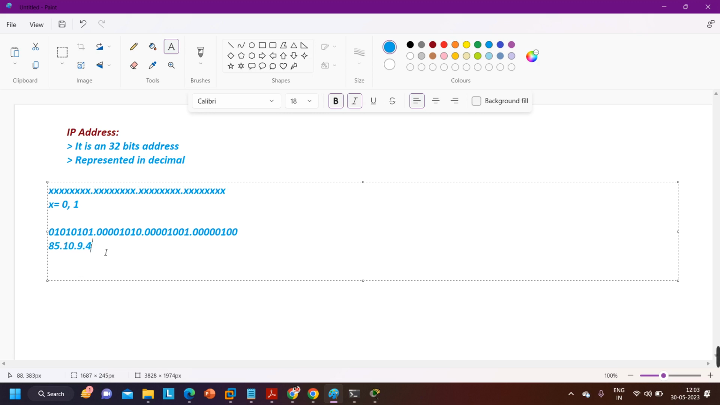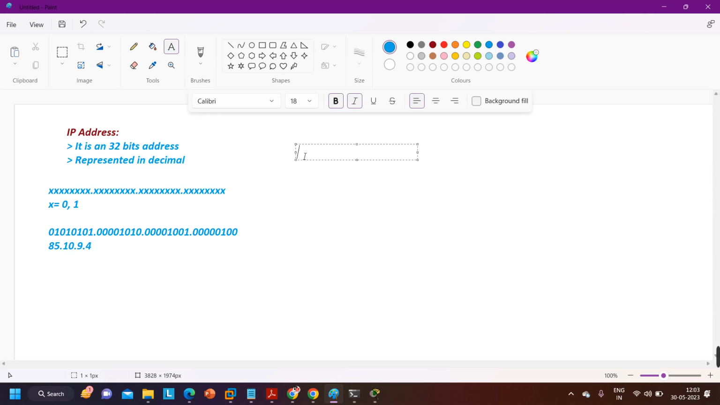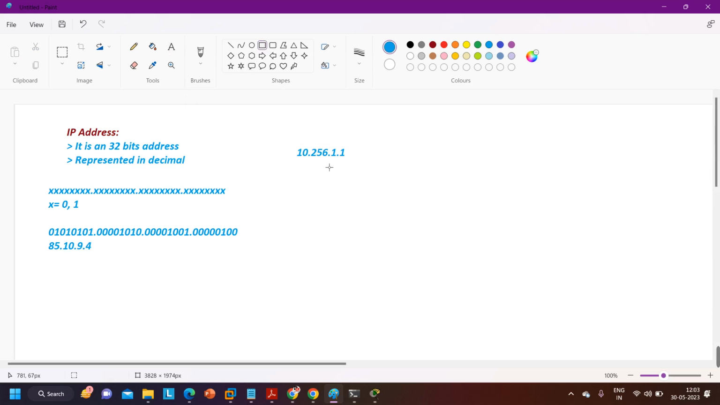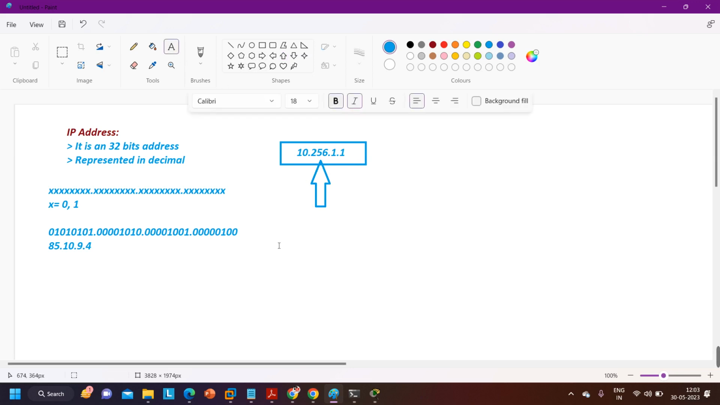And this one is a valid IP address. Okay. Guys, now the question is, I am writing one IP address over here, that is 10.256.1.1. Is it a valid IP address? No. Why? Because 256 is larger. By using 8 bits, you cannot write this value. You have only 8 bits. By using 8 bits, you can write a maximum value of what? 255.